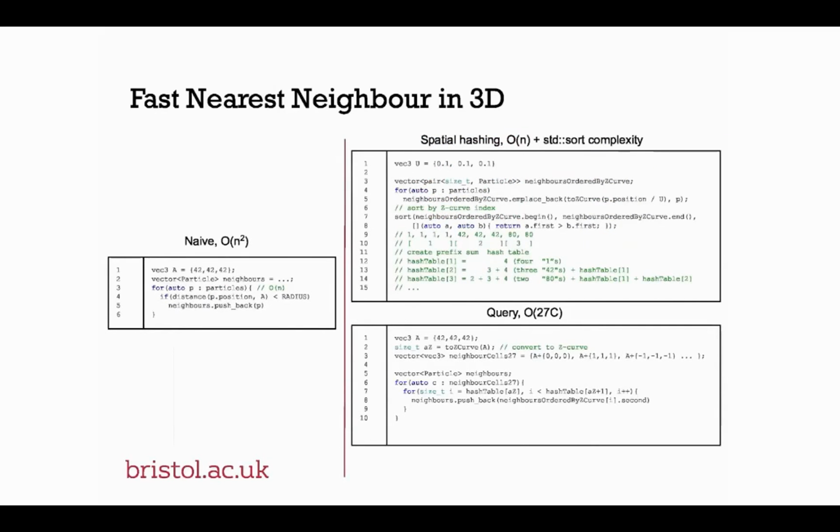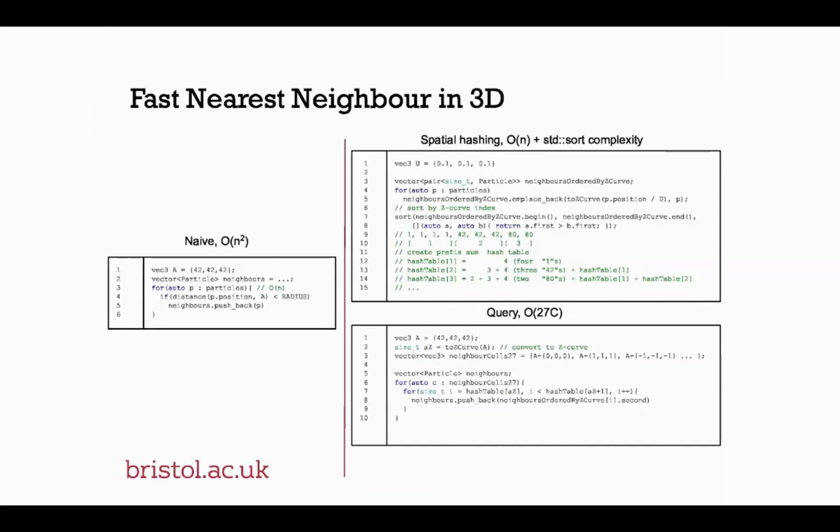So let's say we want to find the nearest neighbor at some point A in 3D space. On the left, we have the naive version that goes through all the particles and finds the nearest ones within some given radius. In SPH, we need to compute the nearest neighbor for each particle. So if we do this, the complexity becomes n squared, where n is the particle count. This doesn't scale very well. With Z-curves, we can do the search in near constant time.